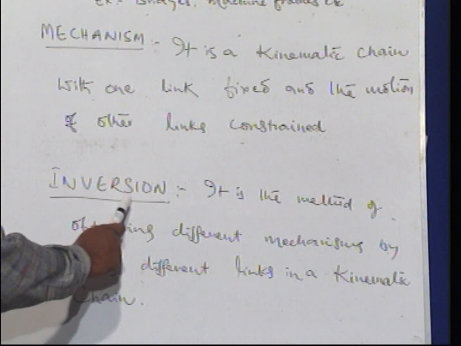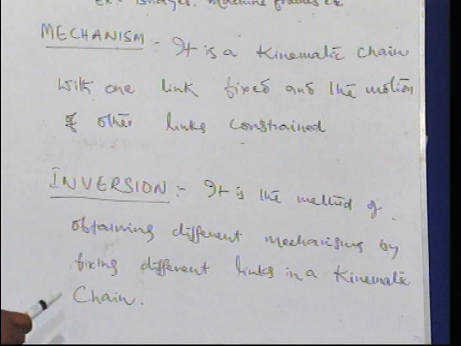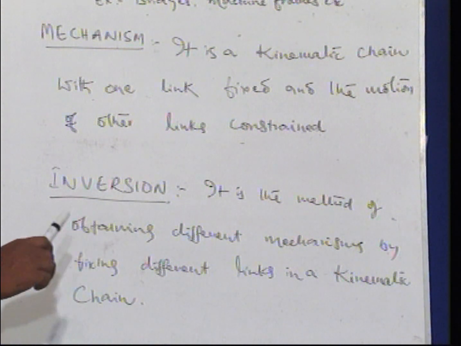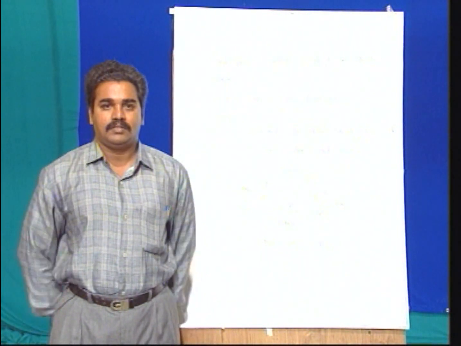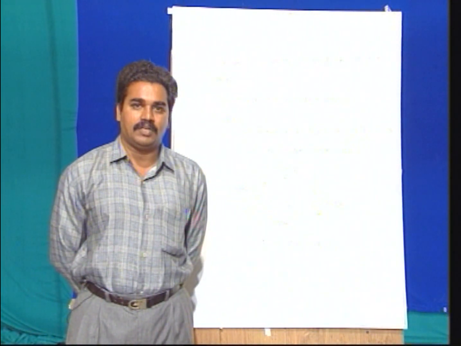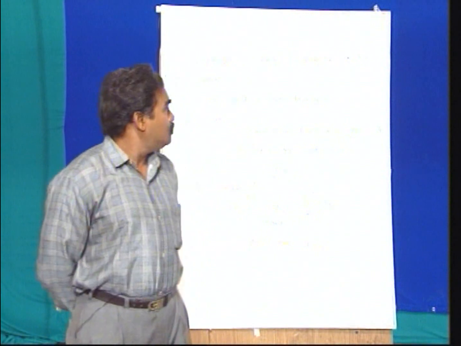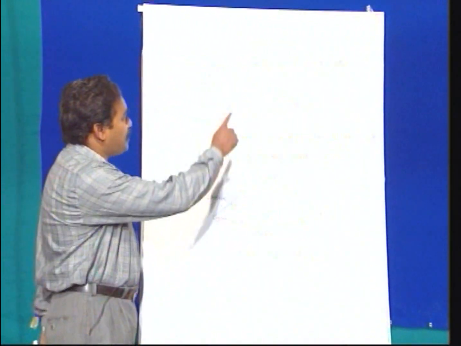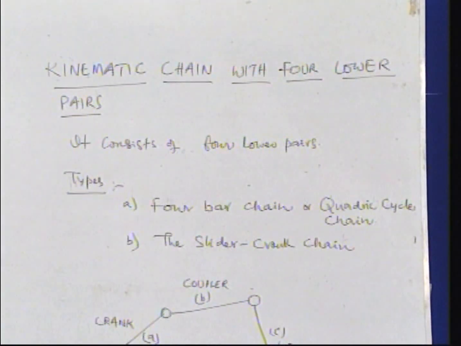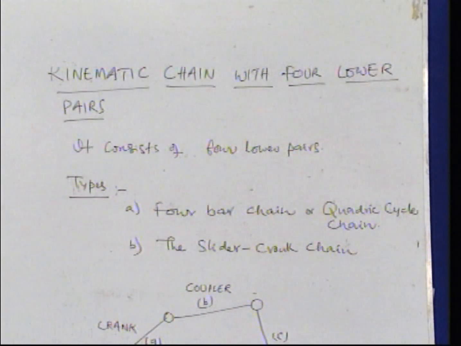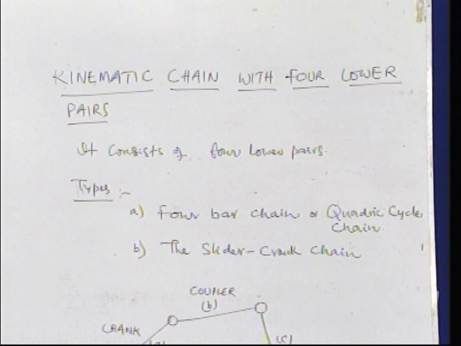This is how inversion is obtained, by fixing the links and allowing the relative motion in the other links. We have seen what a structure is and what a mechanism is, and also what inversion is. We now go to what is called a kinematic chain with 4 lower pairs. It is that chain which consists of 4 pairs, and all the 4 pairs are lower pairs.